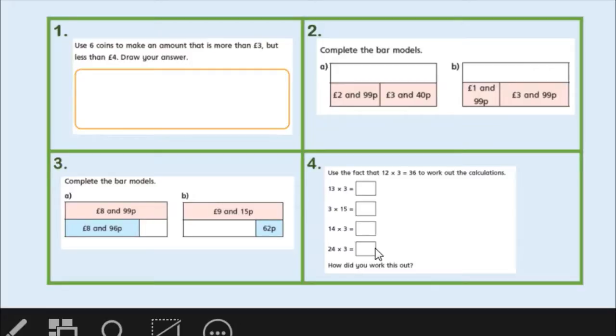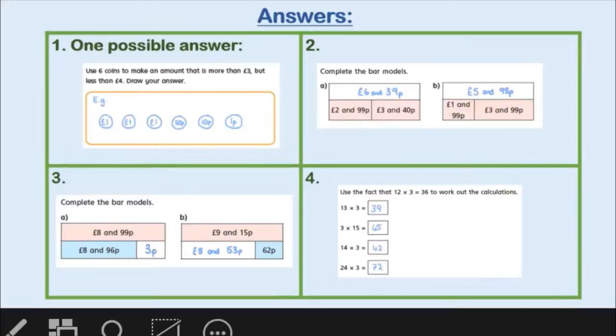Okay, so pause it now and have a go at that. And then when you're ready, press play and I will show you the answers. Okay, so ready for the answers then.